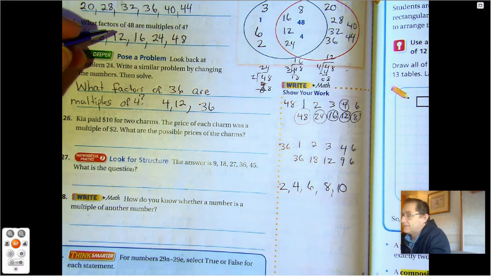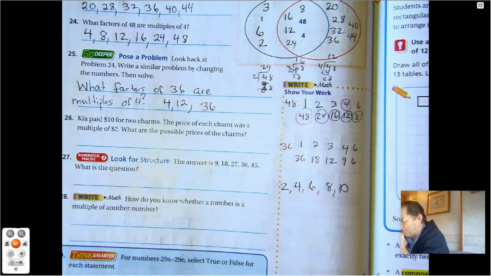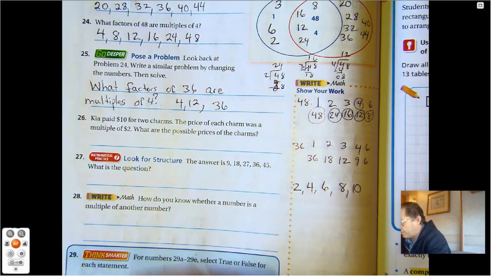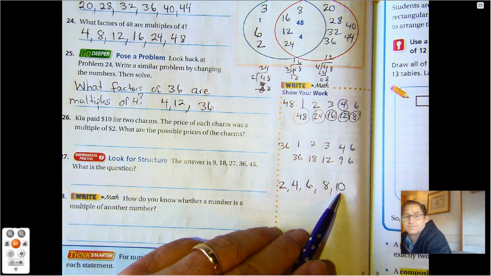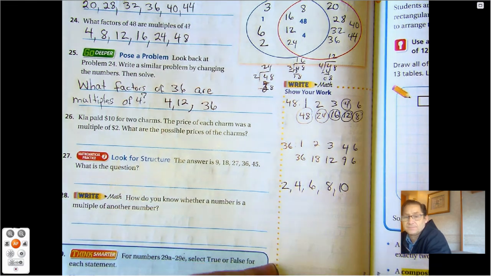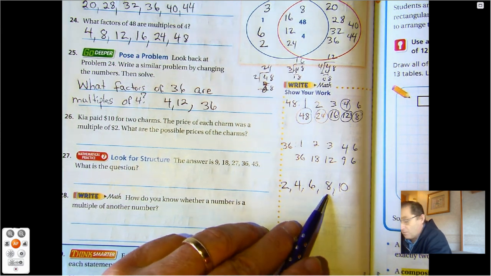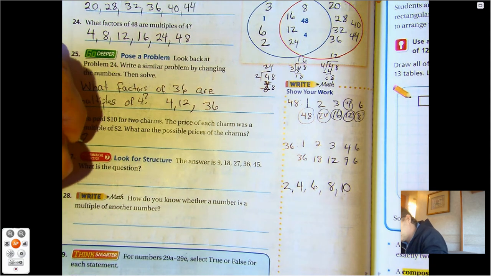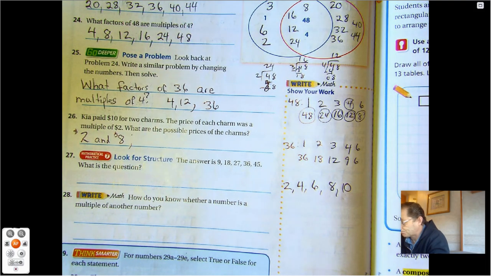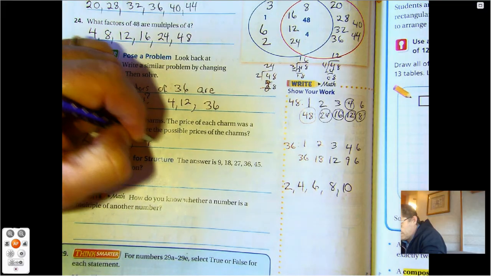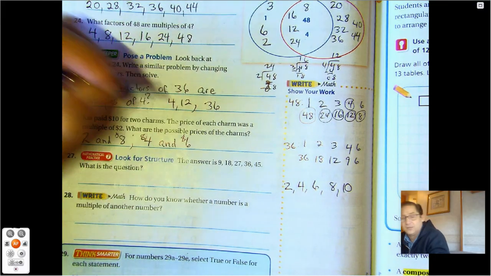Now, she bought 2 of them. Okay, well, she can't buy one that costs $10, right? Because that would be all her money. But she could buy one that's $8 and one that's $2. And she could buy one that's $4 and one that's $6.